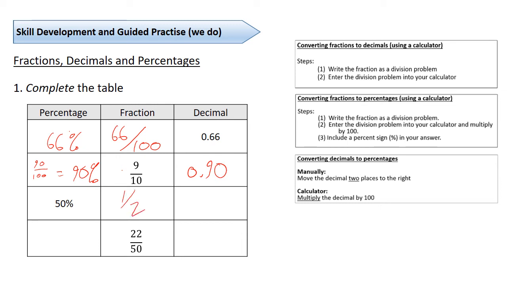50% is a very common fraction, it's a half, or 0.5. The last one, 22 over 50, you're probably going to have to put that into your calculator, and you get a decimal of 0.44. It's going to be 44%.